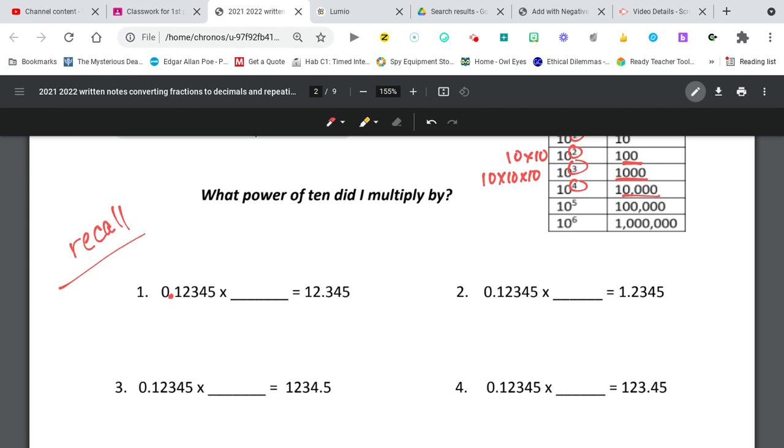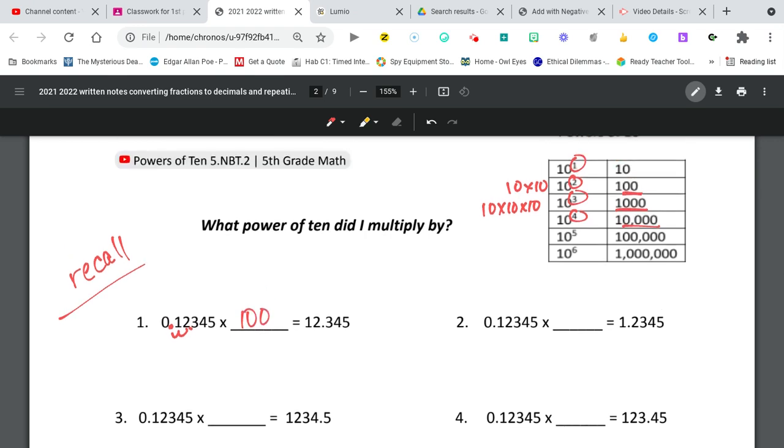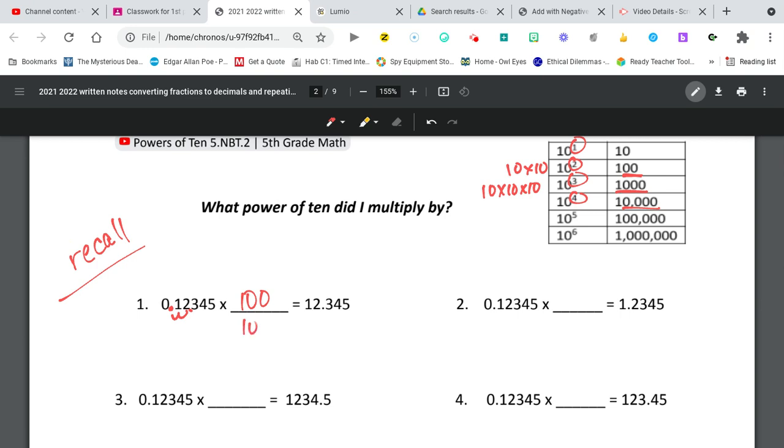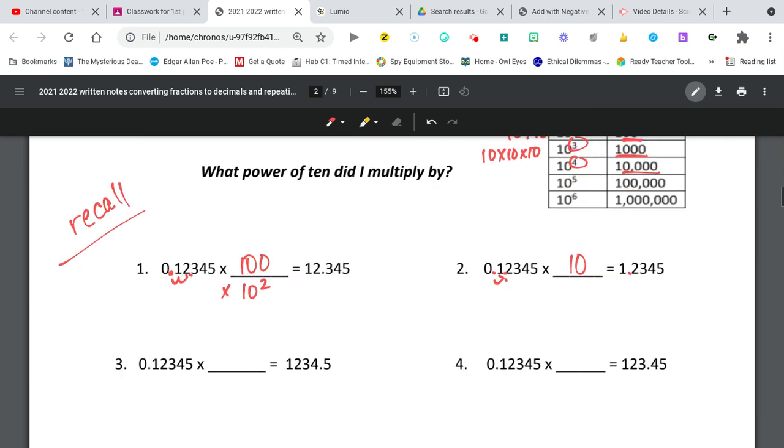I'm asking you, what power of 10 did I multiply by? Originally it started off between the 1 and the 0, and then it moved between the 2 and the 3. Then I had to bump it 2 spaces to the right, which means I had to multiply by 100. Because if you multiply by 100, which has 2 zeros, it means you move your decimal 2 places to the right. Or you could say this was times 10 to the second. Here it's between the 0 and the 1, and over here it's between the 1 and the 2. So I had to bump it 1, and 10 has 1 zero. So that would be times 10.